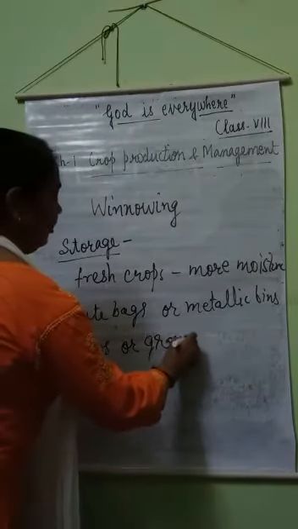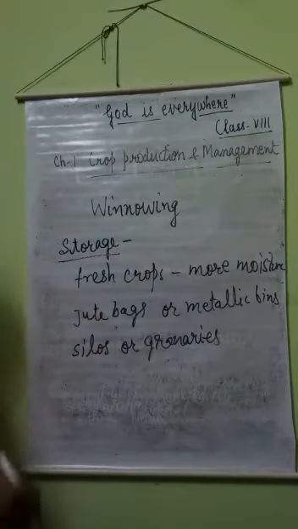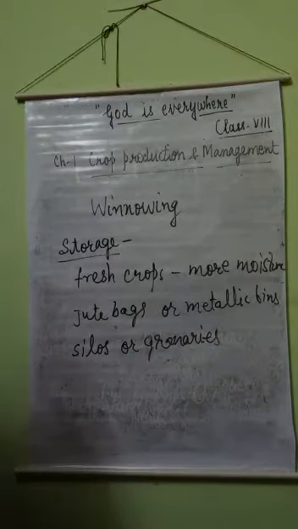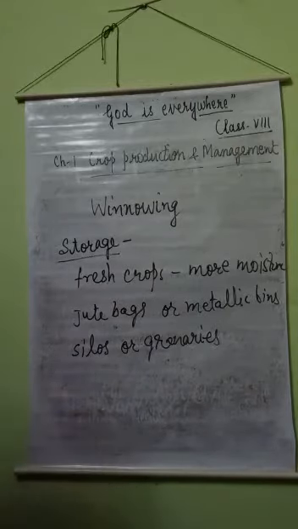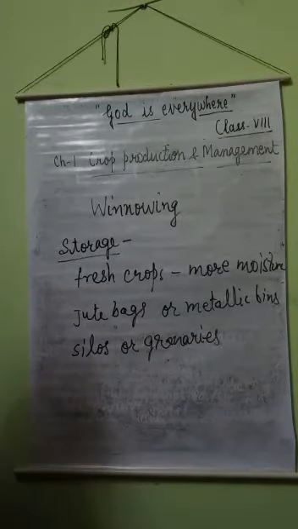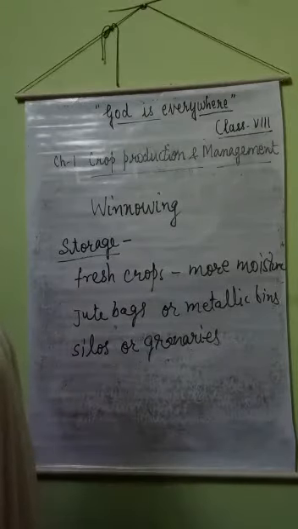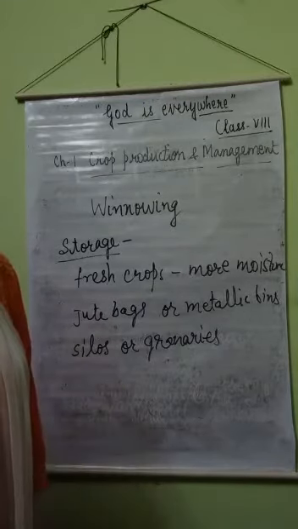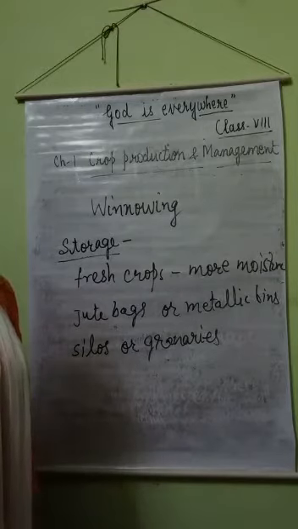Granaries are where grains are stored for a longer time on a large scale. This prevents them from pests like rats, insects, and other microorganisms. In addition to this, we should keep dried neem leaves for storing food grains at home. When we store grains at home, we should keep dry neem leaves, which protect them from insects and microorganisms.